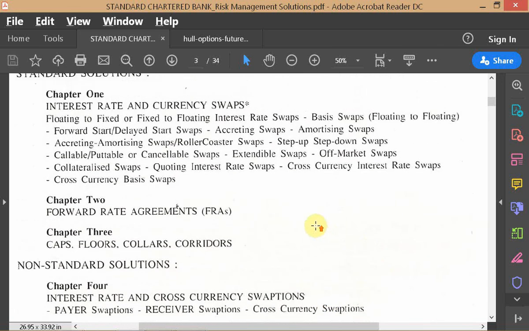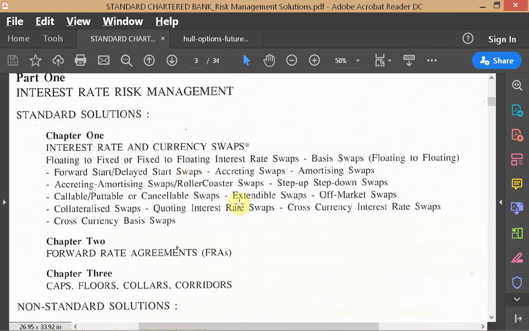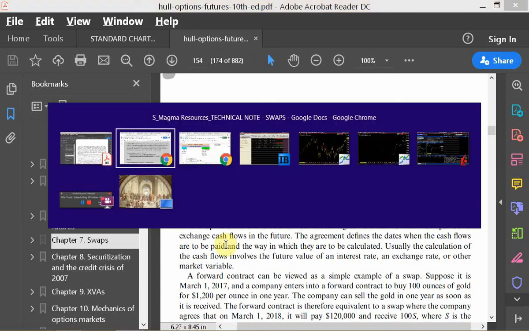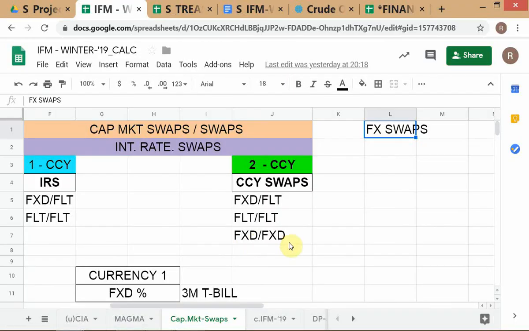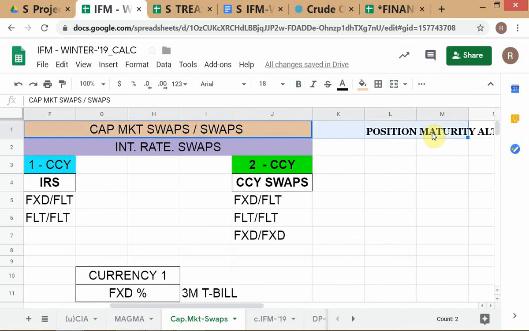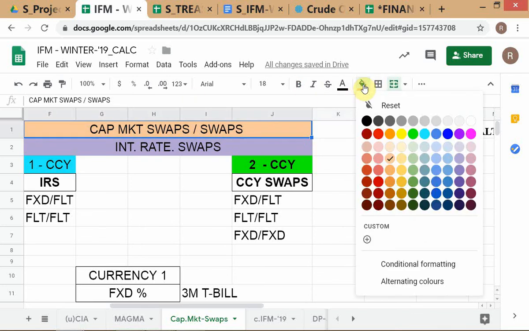So you can use this for further reading, and it'll also be useful because lots of graphs are provided in this book. You can also use chapter 7 for swaps, and then I'll give you this. But what you will not find in any of the books is this kind of a taxonomy, which I think is very important. Let's see what the color is here. So under this orange, the third one.